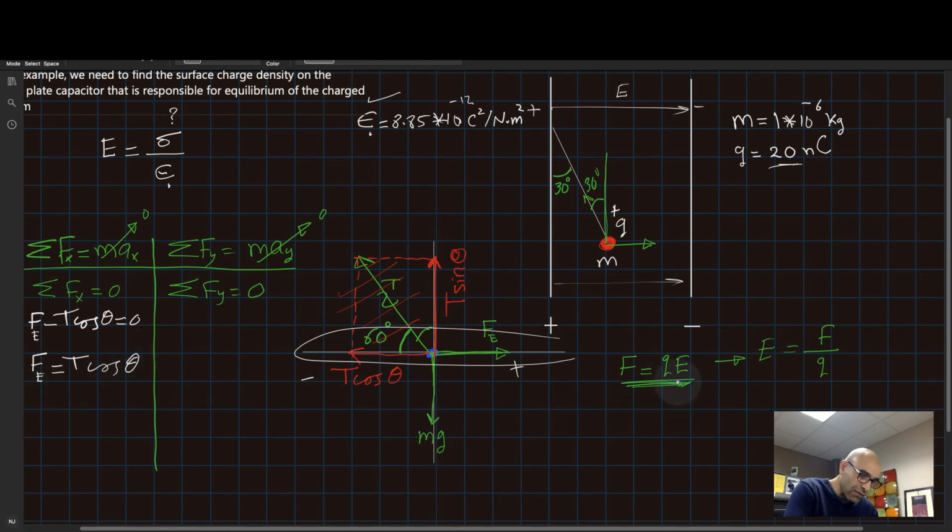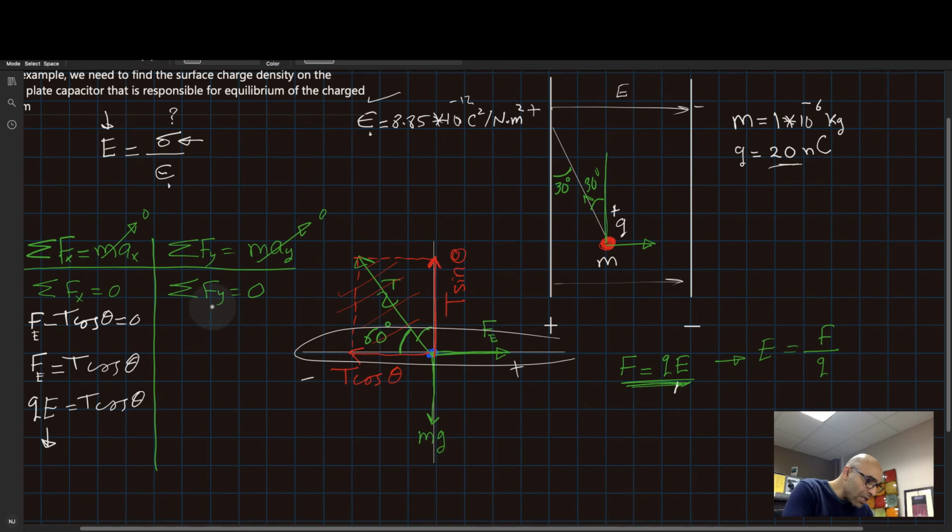Now the force of the electric field, we found it to be equal to Q times E. So Q times E is equal to T cosine theta. I don't think we can dismantle this equation anymore, but the good news is that E appeared, and we are looking in this whole thing to find E. So once we find E, we can plug it here and then find the unknown surface charge density.